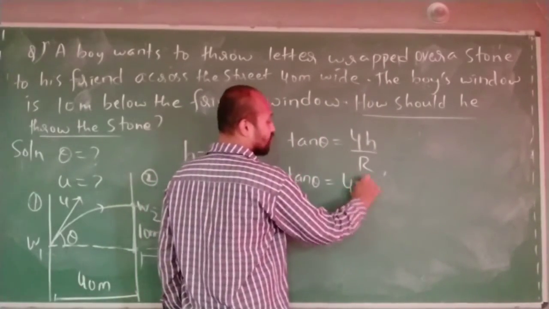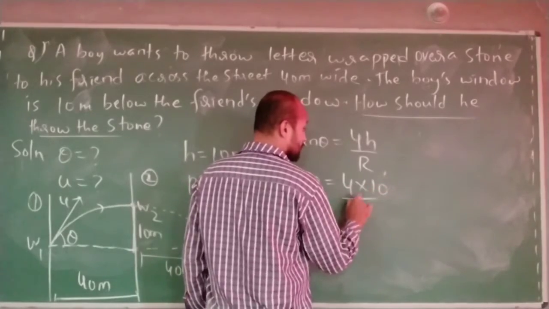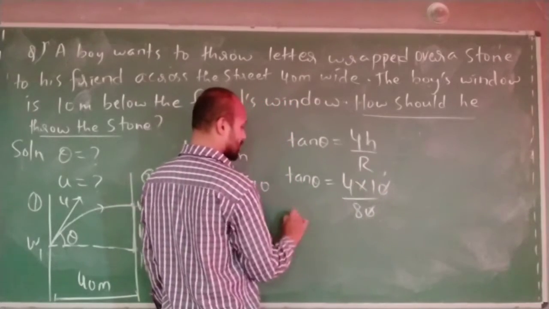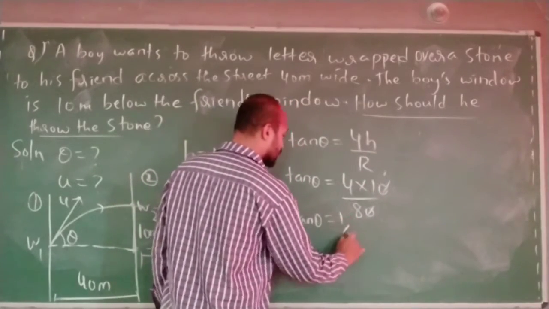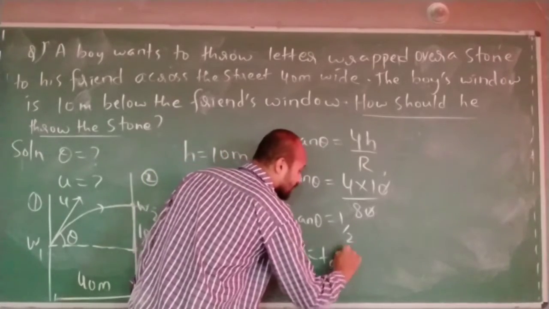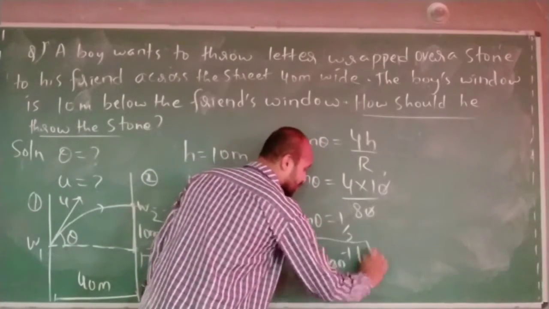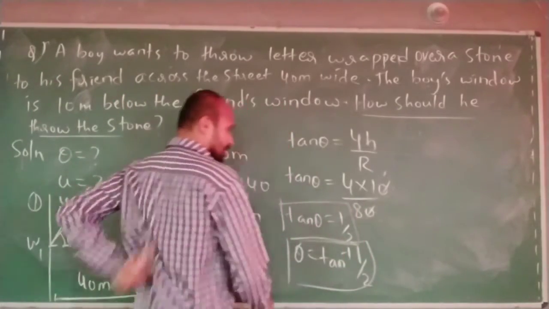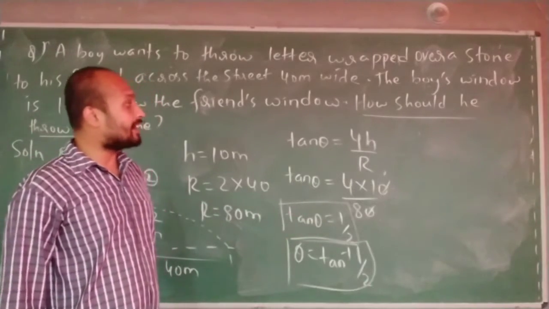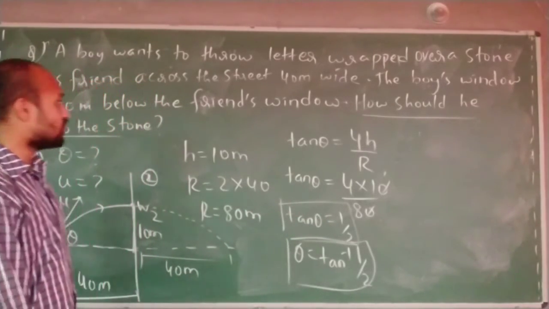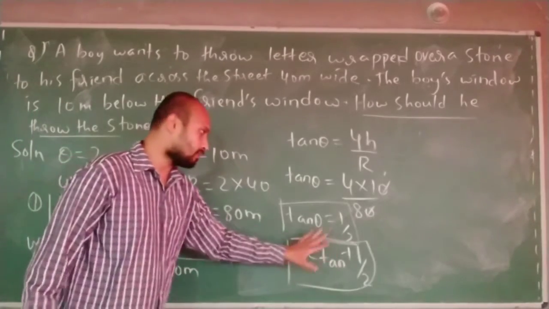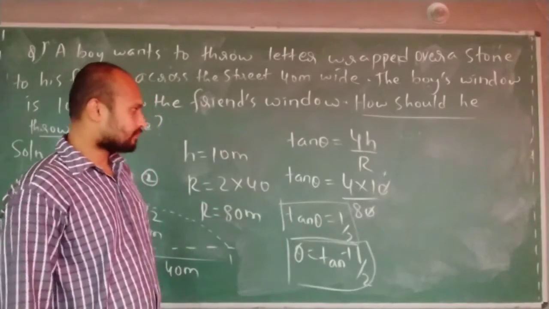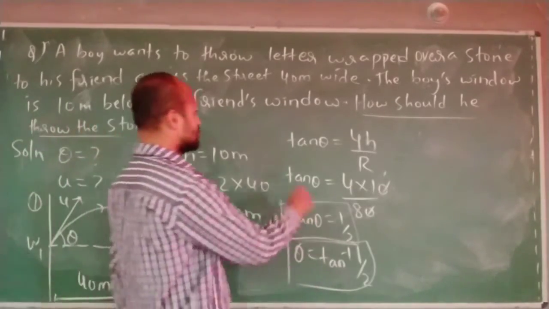Tan theta is equal to 4 into 10 divided by R, which is 80 meter. So tan theta is equal to 1 by 2, or theta is equal to tan inverse of 1 by 2. This is the value of theta you must put. Keep remembering this one. So I found the theta value: tan inverse of 1 by 2. Next, to find u. This is question A.